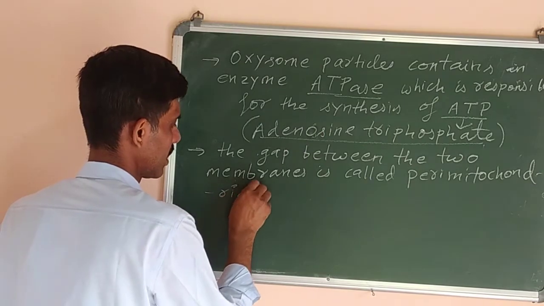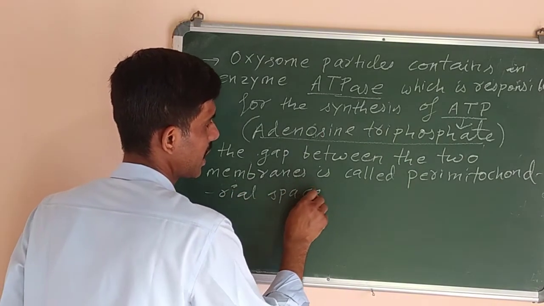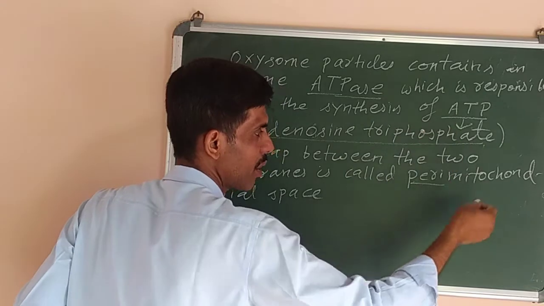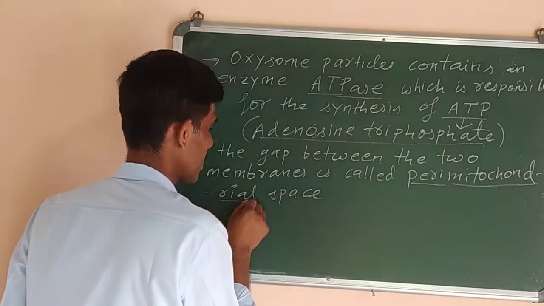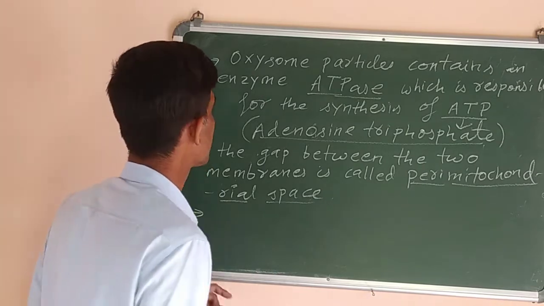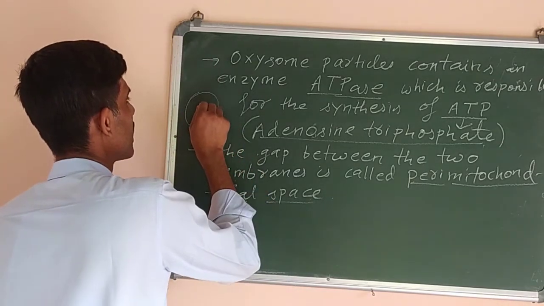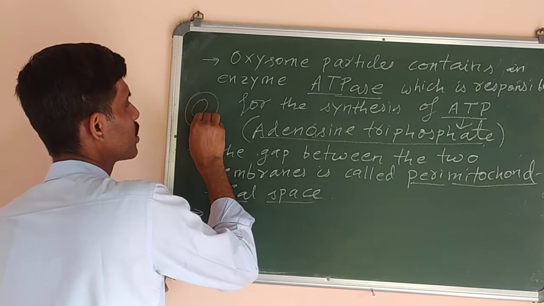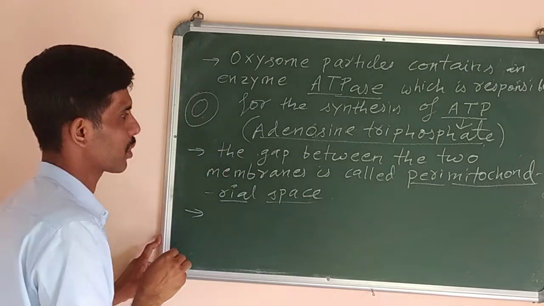Perimitochondrial space. Take the spelling: P-E-R-I. Peri means outer surrounding, mitochondrial means mitochondria, space means the gap. The gap which is present between the two membranes, like this one is the outer membrane, this is the inner membrane, okay? So the gap which is there is called perimitochondrial space.